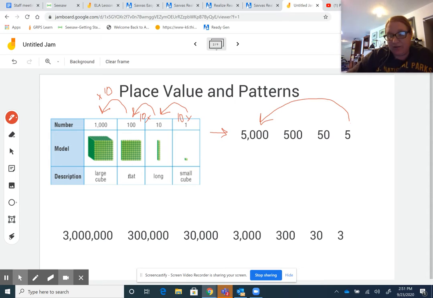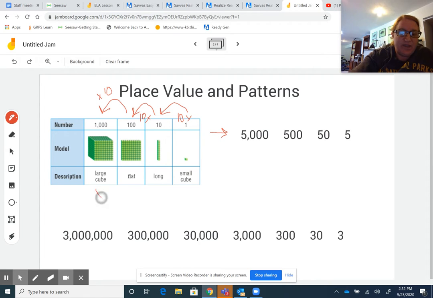Well, again, compare the zeros. There are no zeros on 5, but there are 3 zeros on 5,000. So 3 zeros tells you that it is 1,000 times bigger. And I know that it's 1,000 times bigger because 5 times 1 is 5, and it stays a 5 whether it's here or here.